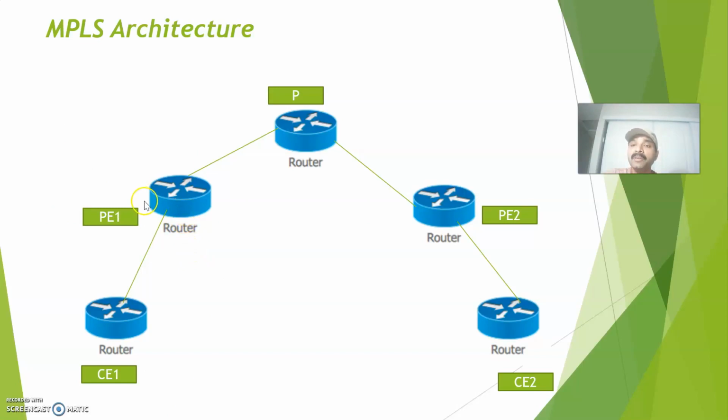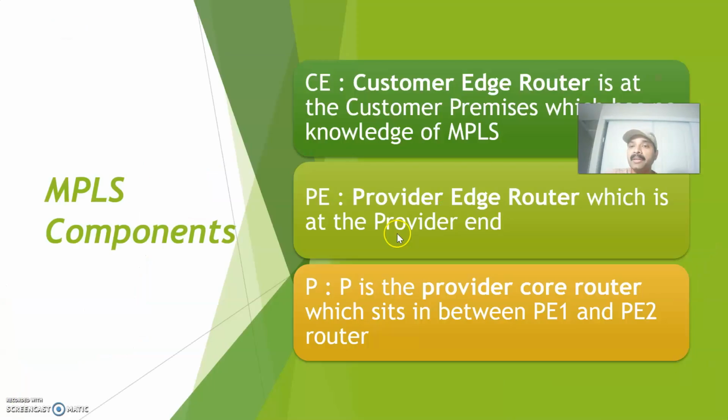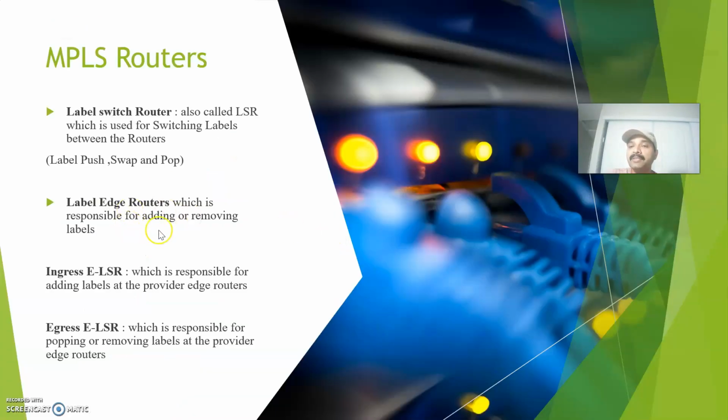LER, I already told, PE1 and PE2 is what we call a LER. So the LER, label edge router, at the transmitting end is used for pushing the label, and the LER at the receiving end is used for removing or popping the label. So that is the purpose of the label edge router.